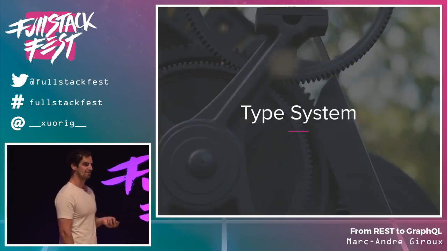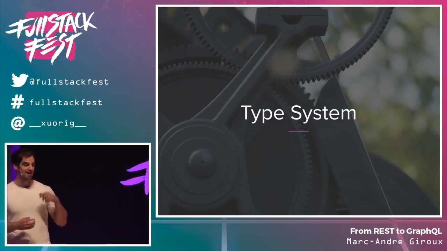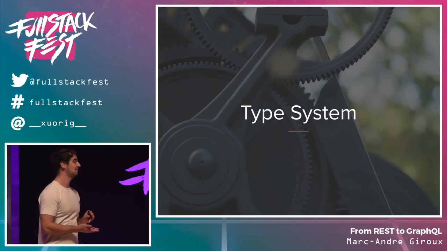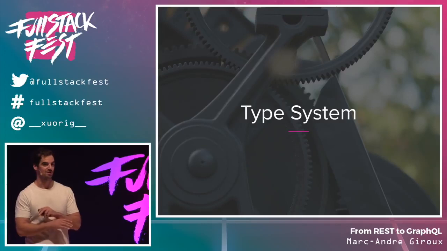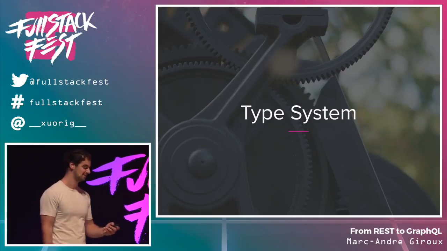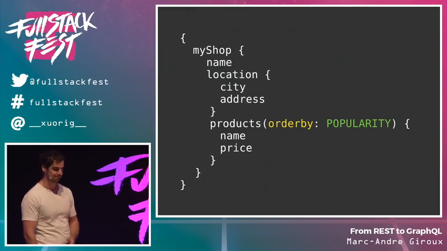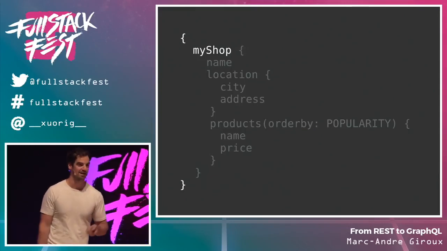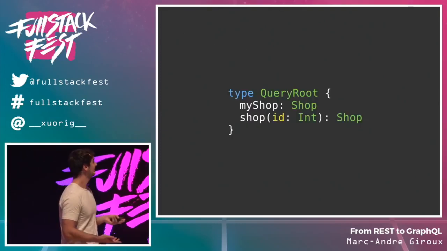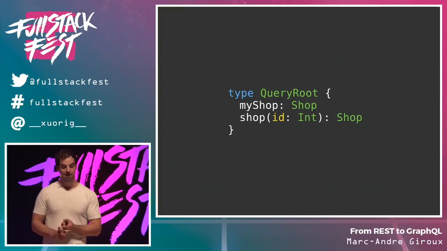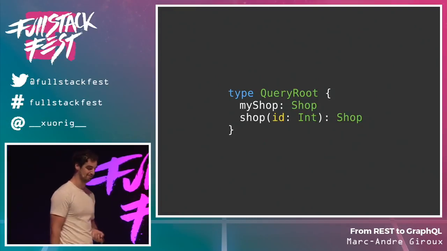All that's possible because at the core of GraphQL is a really powerful type system. At every level of a GraphQL query, there's a type attached to it, and that type exposes all that object's fields, basically. It exposes all the possibilities. So for example, let's take the same query. My shop here, as we talked about earlier, is on a query root, right? So we have a type query root, and it tells me, oh, I can query my shop or a shop by ID. And both of those return a shop type.